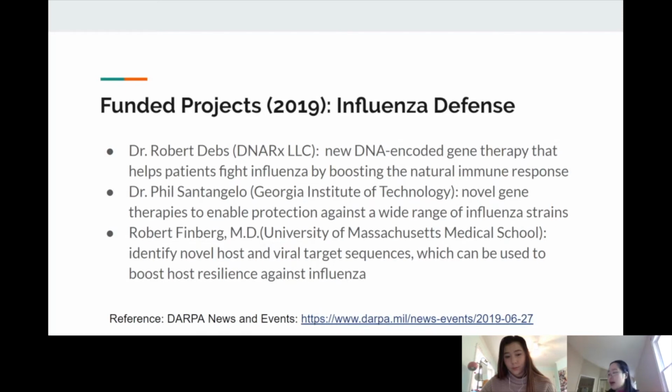And the third team is led by Dr. Robert Finberg from the University of Massachusetts Medical School. And it aims to identify novel host and viral target sequences, including long non-coding RNAs, a very special category of RNAs, which can be used to boost host resilience against influenza. So this project will involve performing innovative CRISPR-based screens on cultured human cells to identify critical host and viral factors using samples from human research subjects and implementing a lung airway model.